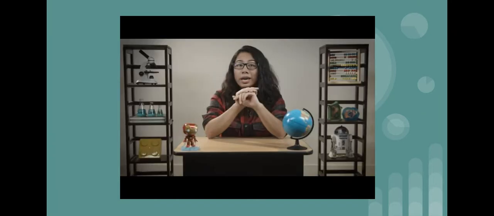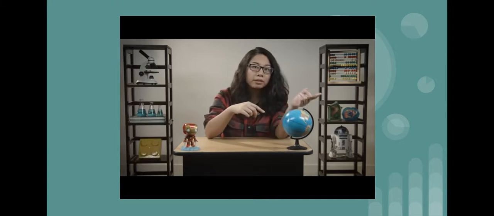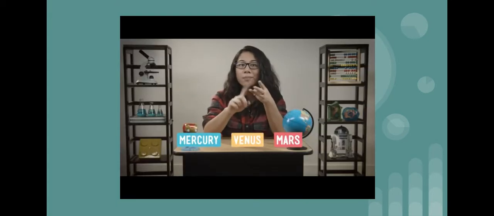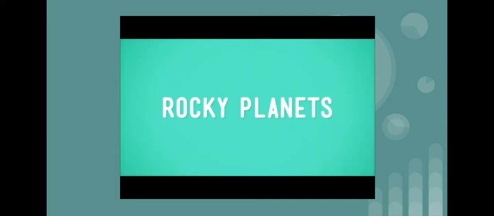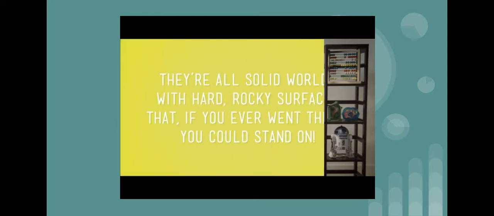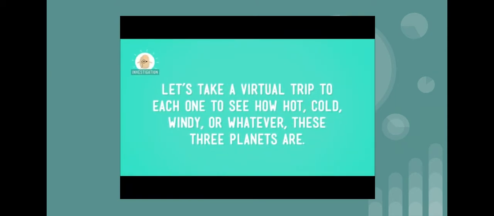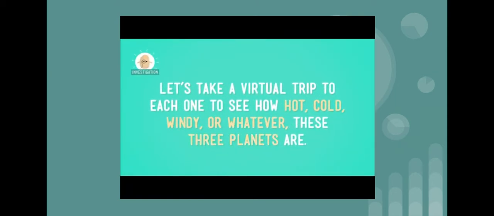Okay, got it. You know what else has got it? The other planets in our solar system. And let me tell you, there are some freaky weather situations happening up there. So, why don't we take a trip to each planet to see what they've got going on weather-wise? Let's start with those that are closest to the sun: Mercury, Venus, and Mars, otherwise known as the rocky planets. Which, by the way, is a pretty sweet band name. These 3 planets all have one thing in common with Earth. They're all solid worlds with hard, rocky surfaces that, if you ever went there, you could stand on. Let's take a virtual trip to each one to see how hot, cold, windy, or whatever these 3 planets are.